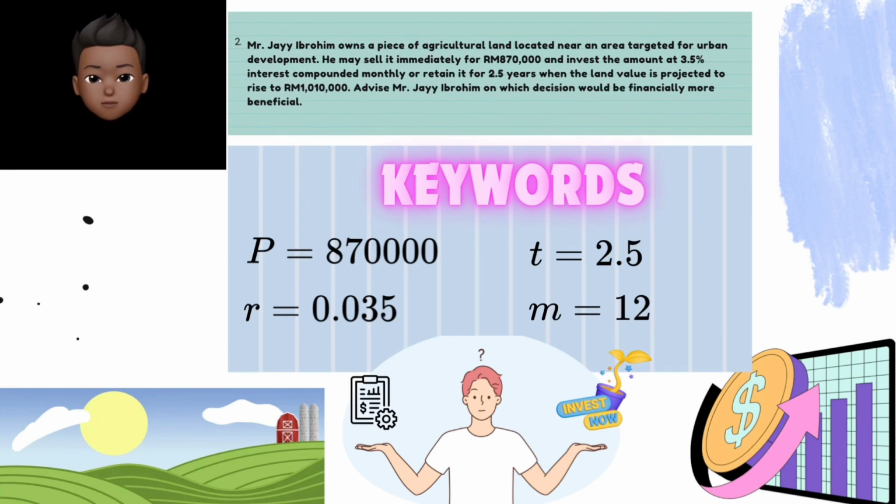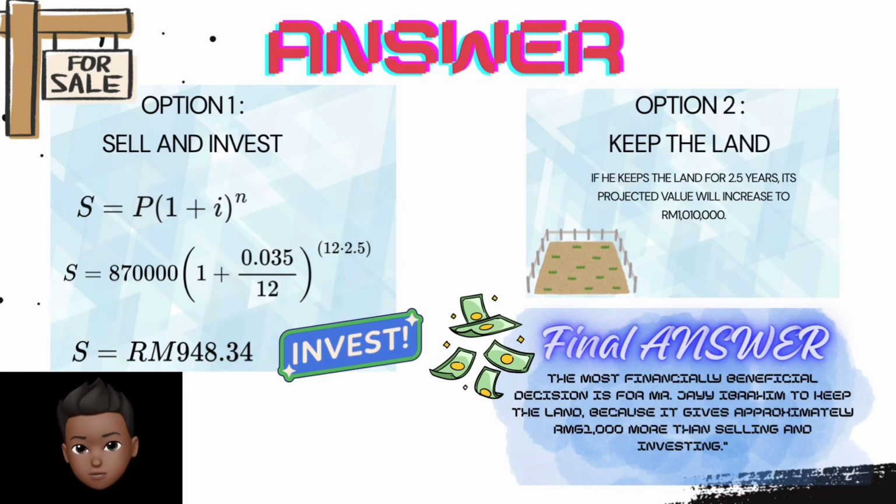Based on the question, we know Mr. J. Ibrahim owns a piece of agricultural land that he can sell now for 817,000 ringgit. He has two options: sell and invest the money, or keep the land for 2.5 years. Okay, this is the keyword. Now, we solve question 2. This is the answer to option 1.